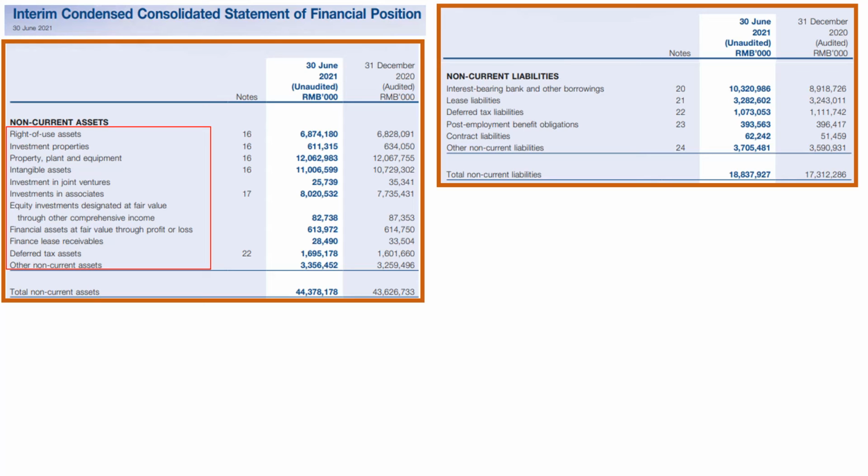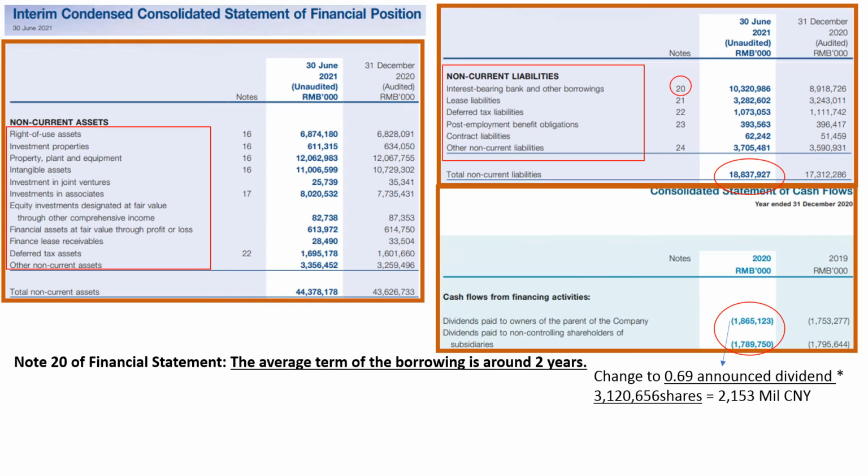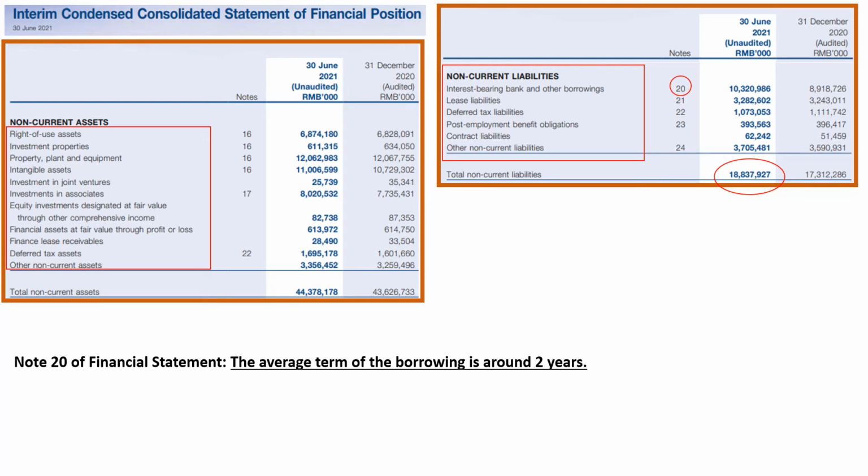Moving on to the non-current liabilities section on the right of the illustration, I will assume that the company will need to pay off all the liabilities, which amount to 18,837 million RMB, in 2 years' time. I guess you would want to ask me why I assume 2 years as the payback period for the liabilities. As you can see, beside each breakdown of the non-current liabilities, most of them have a note number attached to them. You can refer to the respective note in the financial statement to find out more about the breakdown.